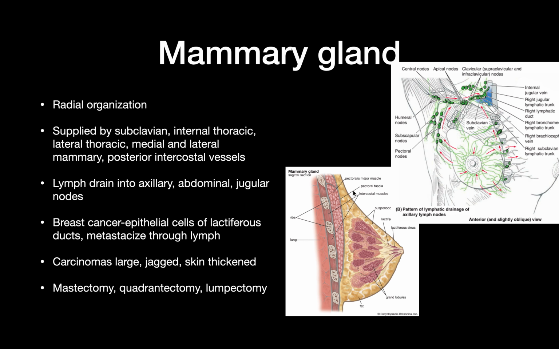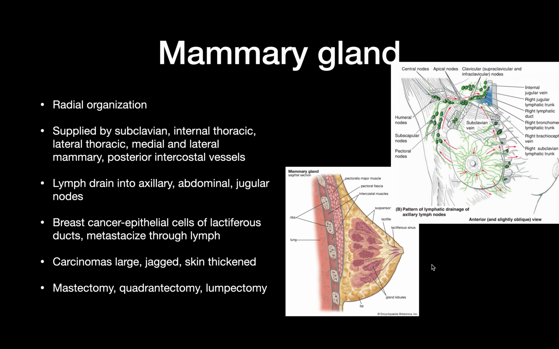And here are the mammary glands. The ducts and the lobules have a radial organization. It is supplied by the subclavian, internal thoracic, lateral thoracic, medial and lateral mammary, and the posterior intercostal vessels. And by that I mean both arteries and nerves. And the lymph drains into several nodes, but the important ones to note are the axillary, the abdominal, and the jugular nodes.